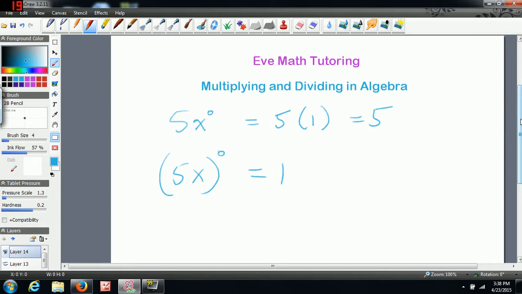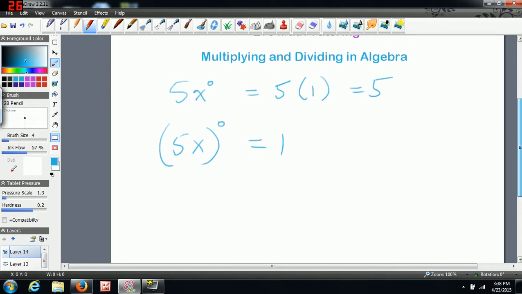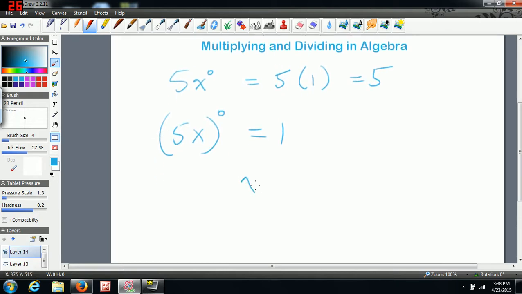And the other rule I was mentioning, which is important to remember, is when you have x to the a, or let's say negative a, x to the negative a is equal to 1 over x to the a as a positive.